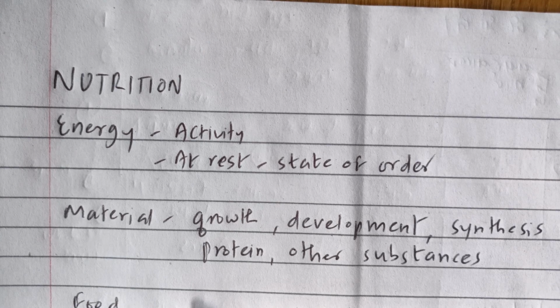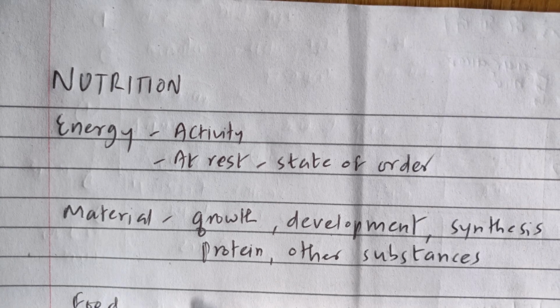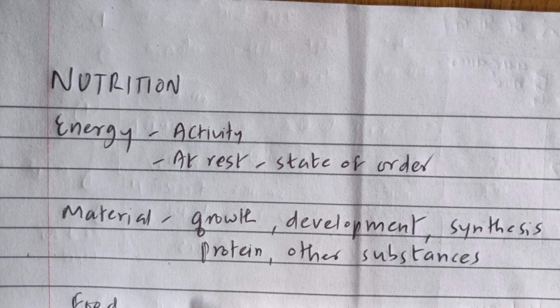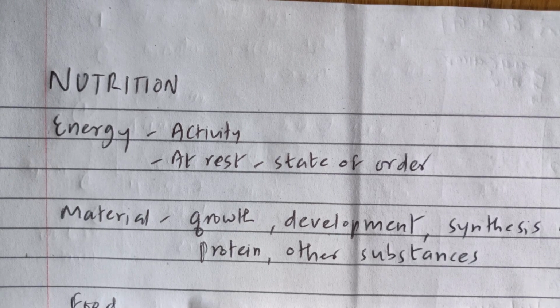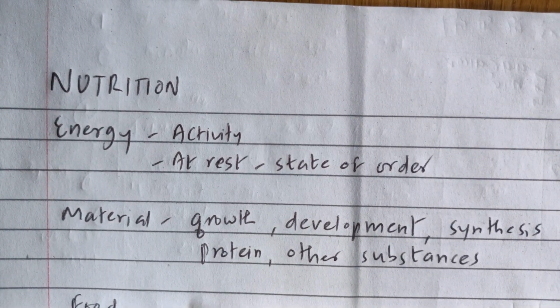So consider a person who is either running, walking or cycling, then they are using up the energy. But even when they are not doing any apparent activity, energy is still needed to maintain a state of order in our body. And we also need materials from outside of the body to grow, to develop, to synthesize the proteins and other substances that we need inside our body. So this source of energy and the material comes from the food.